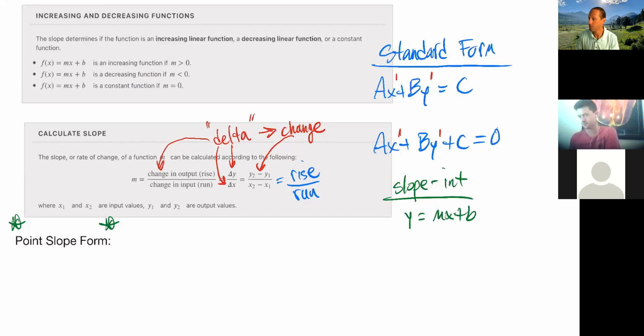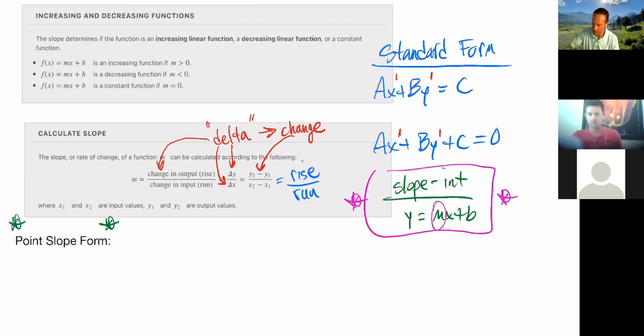Not many do, because it's not as widely used. It doesn't really help us to graph. This is by far our favorite. Okay, this is our preferred form because it gives us the slope and the y-intercept, and we can plot our y-intercept, do our slope, rise over run, whatever it looks like, graph, and we're done.